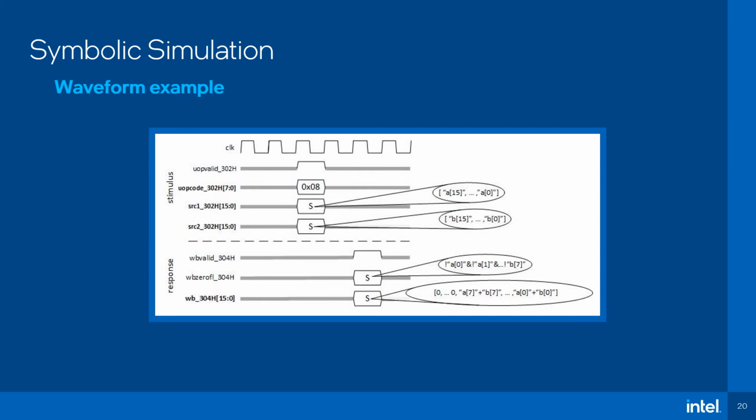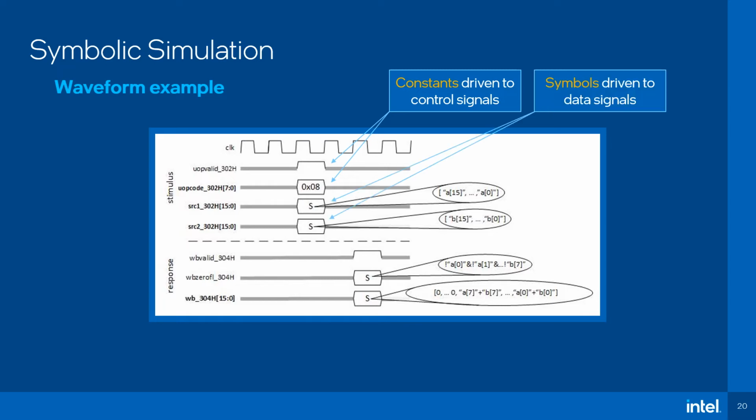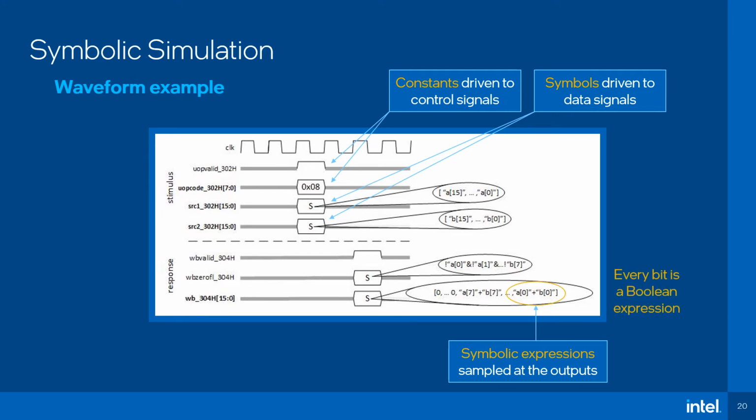This is what it would look like in a waveform. We have the constant values driven to the control signal, the symbols are driven to the data, and the output result is a Boolean expression. Each bit is a Boolean expression. Notice the values are driven only in the specific cycle when they are relevant for our simulation and the operation's pipe stage. In all other cycles, the value is x.